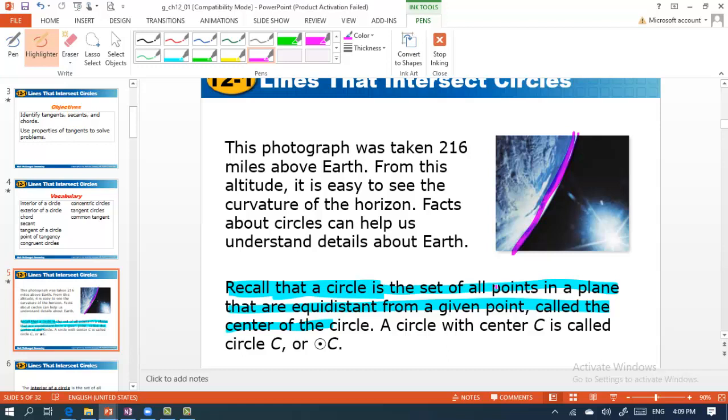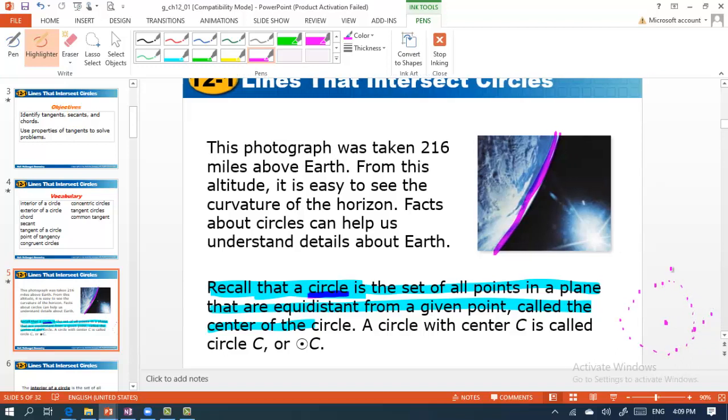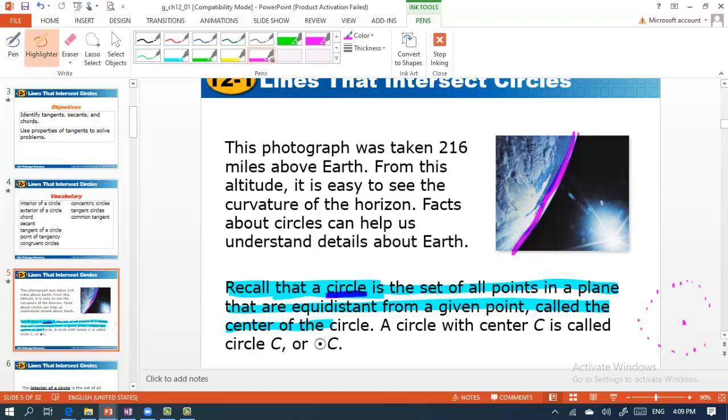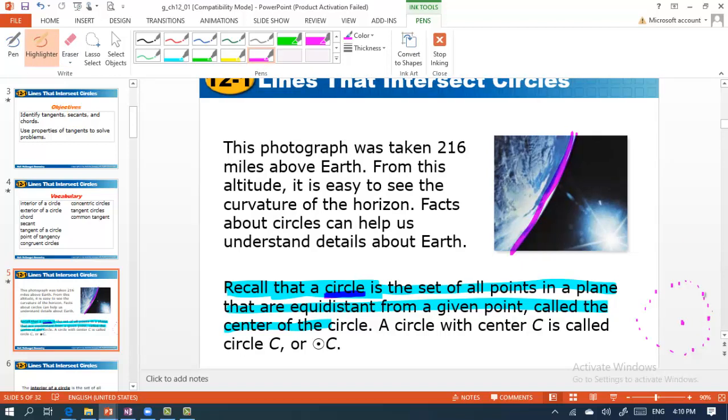So let us recall how to define a circle. A circle is a set of all points in a plane that are equidistant. Equidistant means equal distance from a given point, which is called the center. So if we have a point and we have points around it, all of them equidistant, they're going to be a circle. In general, it has to be equidistant. We can name it circle C, or use the symbol circle C.